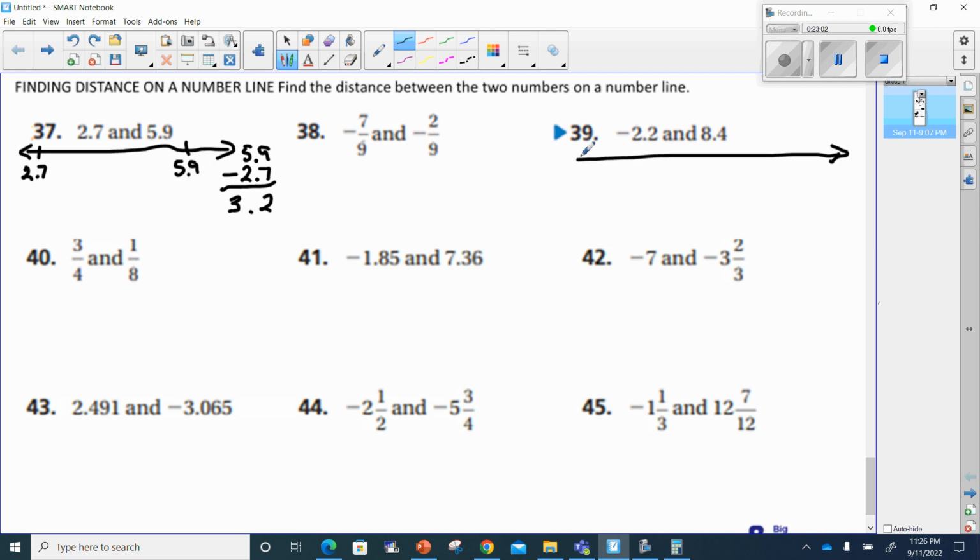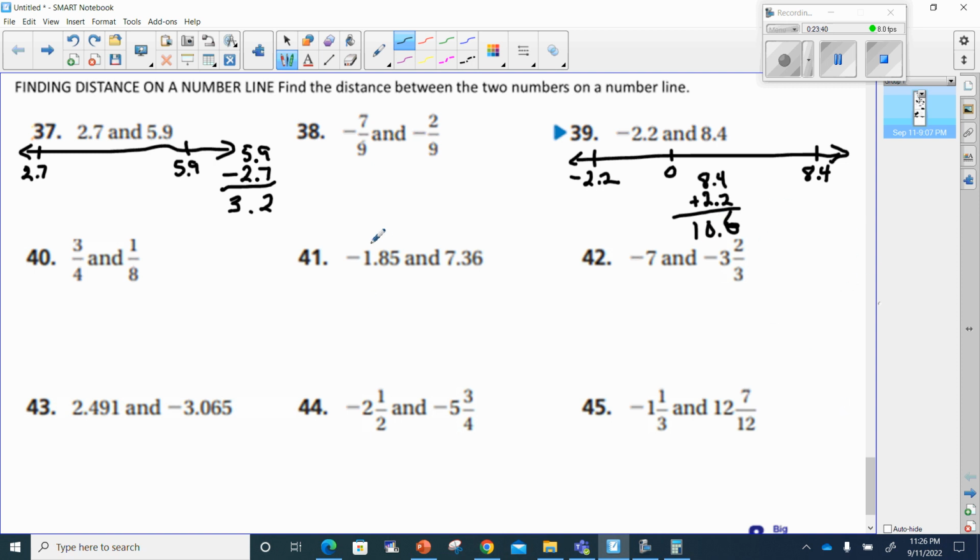All right, number 39, negative 2.2. And let's again look at this. If I have a negative 2.2 on my number line, I have to cross through 0, right? And then I go all the way to 8.4, which means I need all the numbers between here added to this. I'm adding these two together. So this would be 8.4 plus 2.2. 4 plus 2 is 6. And 8 plus 2 is 10. This would be 10.6.